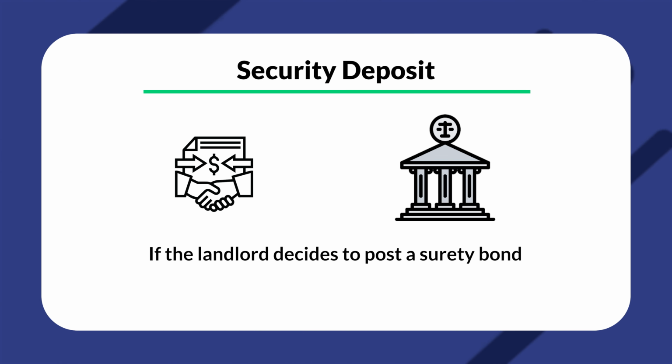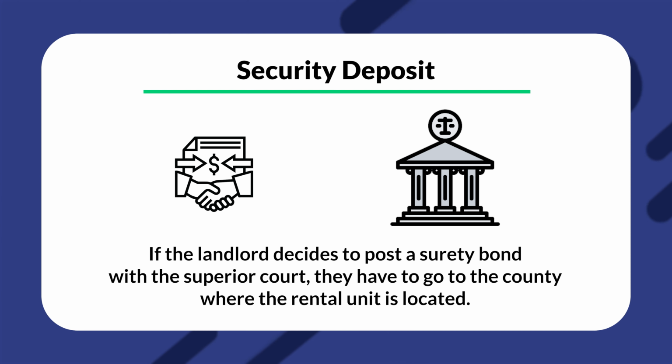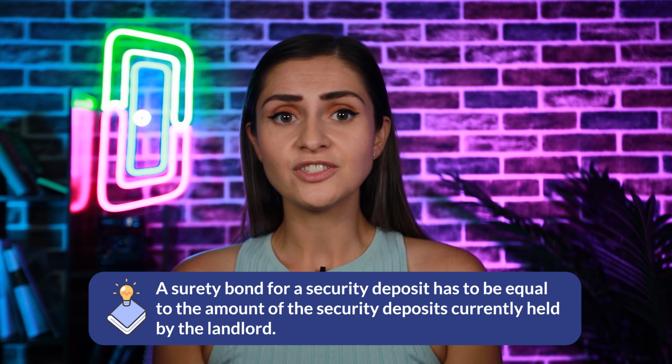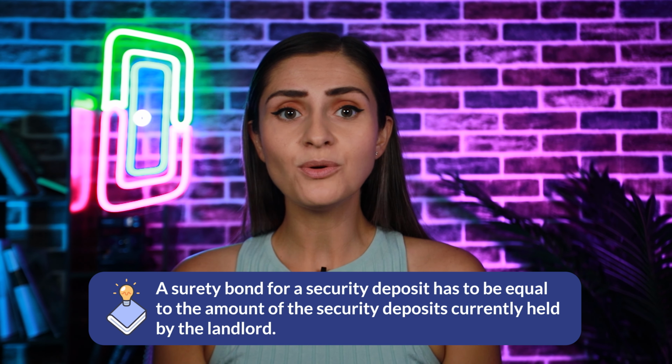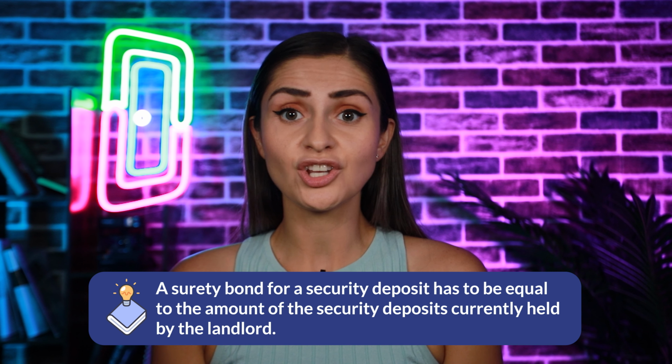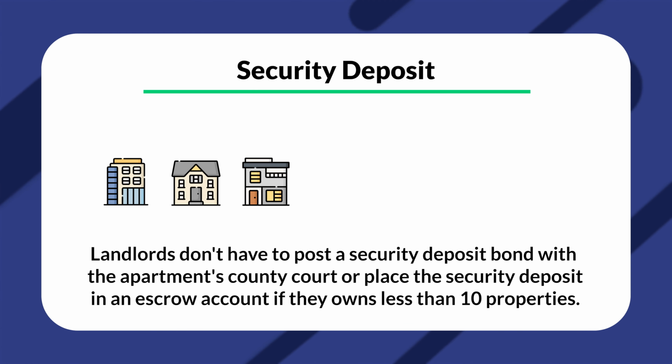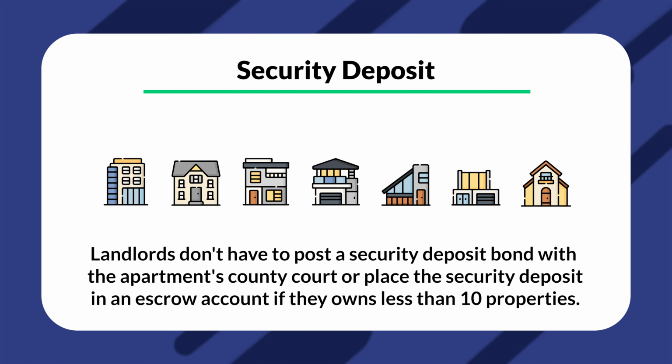On the other hand, if the landlord decides to post a surety bond with the superior court, they have to go to the county where the rental unit is located. A surety bond for a security deposit has to be equal to the amount of the security deposits currently held by the landlord. If the landlord is not running the rental unit through a corporation or owns less than 10 properties, they don't have to post a security deposit bond with the apartment's county court or place the security deposit in an escrow account.